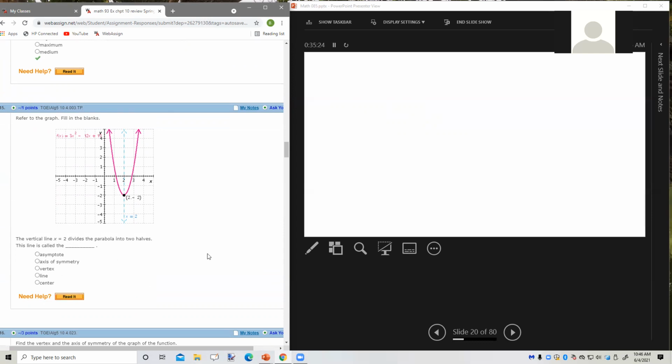Now, in WebAssign, we don't graph the axis of symmetry. It's a dotted line. But if we were doing this freehand on graph paper in a classroom, you would graph it as a dotted line. And the other thing to note is that the axis of symmetry is a line. So the equation is x equals 2. It wouldn't just be 2, but it would be x equals 2. A lot of people miss that on tests and homework. But anyway, this line is called the axis of symmetry.